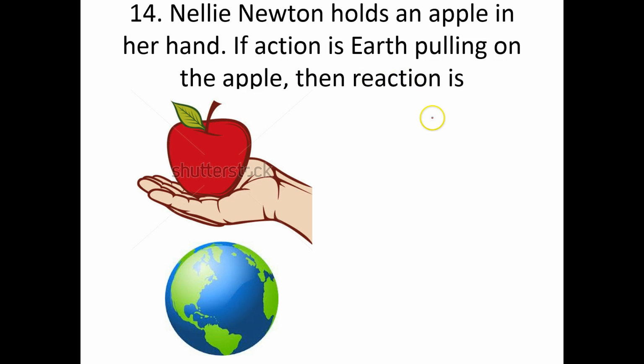Number 14, Nellie Newton holds an apple in her hand. If the action is the Earth pulling the apple down, then the reaction is not the hand. It is the Earth getting pulled by the apple. So it is apple getting pulled by the Earth. And so what I do is I write down the two things and then just put a double arrow in between them. We ignore the hand. The hand just kind of gets in the way. So the apple's being pulled by the Earth and the Earth pulls on the apple. A little bit of both.